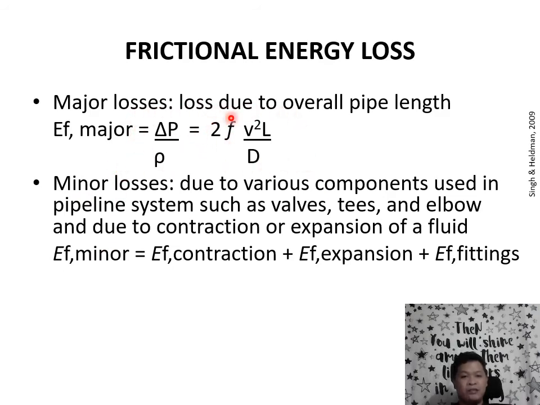So the major losses is given by this equation. So yung friction factor multiplied by U squared, the overall pipe length and the pipe diameter, which also translates to the pressure drop over density. Okay, and the minor losses ay yung summation ng contraction and expansion plus a summation of friction losses due to fittings. So lahat ito ay frictional energy losses.